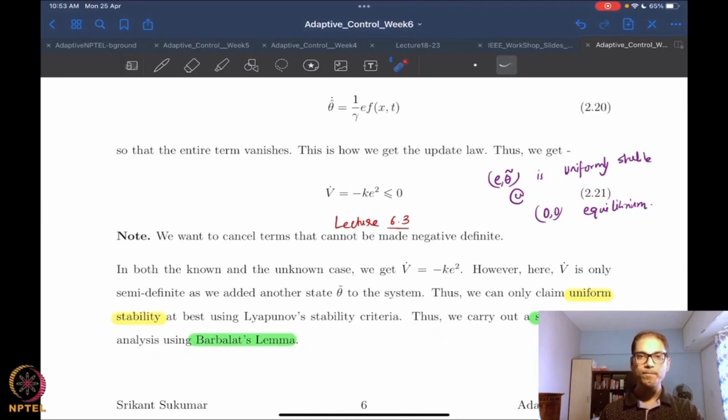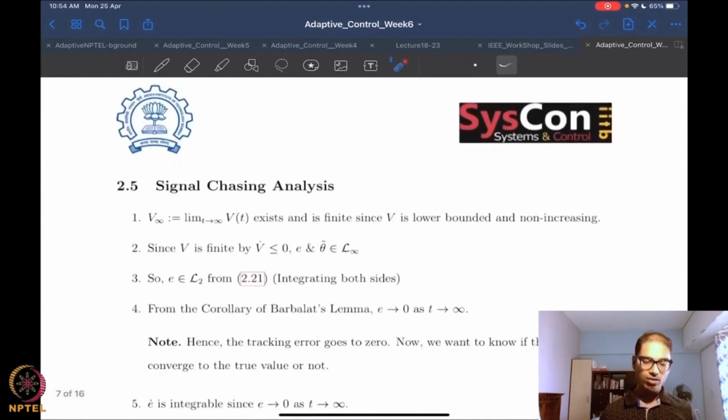Now remember that we already saw a sample of signal chasing in Barbalat's lemma when we were looking at the analysis part of the syllabus, and so we should already have a little bit of an idea of what's about to come. Yeah, and so we start.